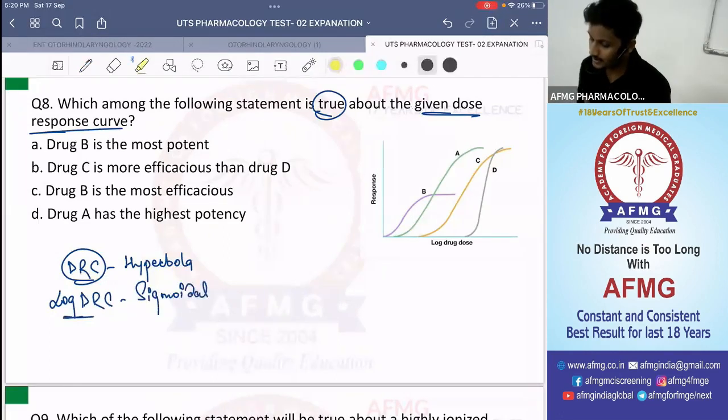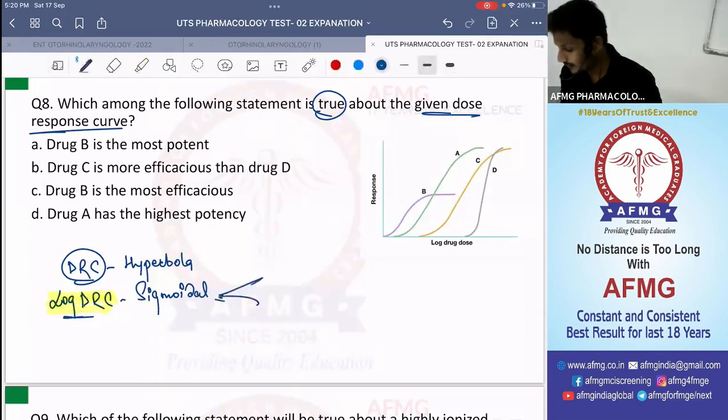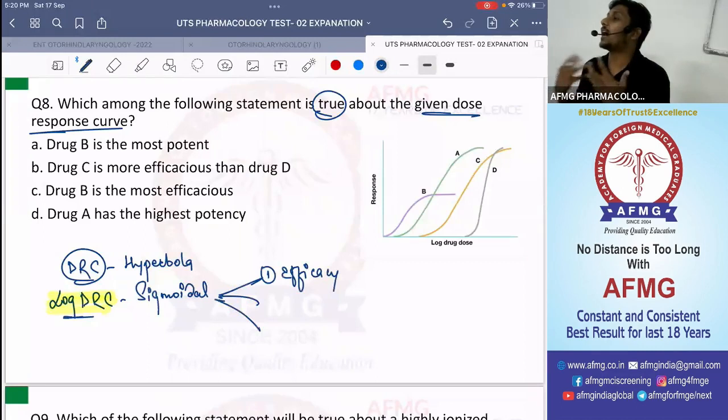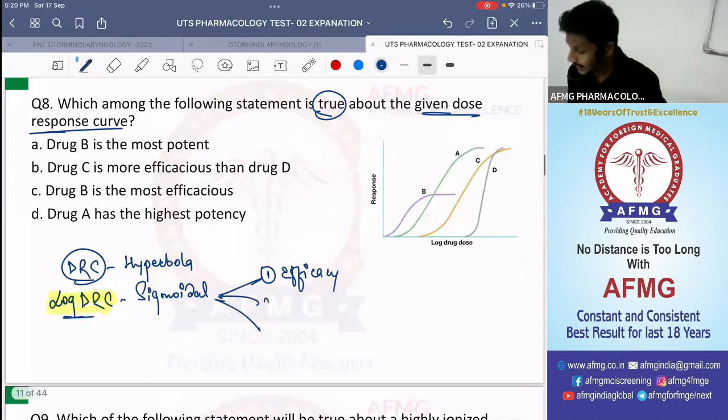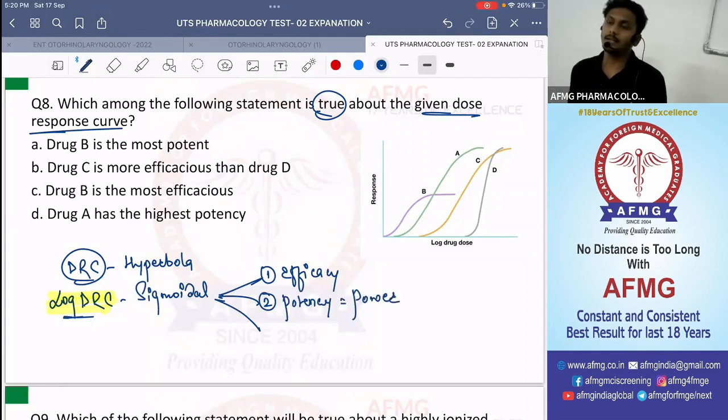And this log DRC is important. Why? Because it will tell us about 3 important effects of the drug. First of all, it can tell you about the efficacy of the drug. Efficacy मतलब वो drug कितनी काम कर रही है. Second one is potency of the drug. Potency is nothing but the power of the drug. ऐसे याद रख सकते हो. मतलब क्या कि कम से कम डोज में ज्यादा से ज्यादा इफेक्ट कैसे आ सकता है. That is what is potency. With minimum dosage, maximum effect can be achieved.